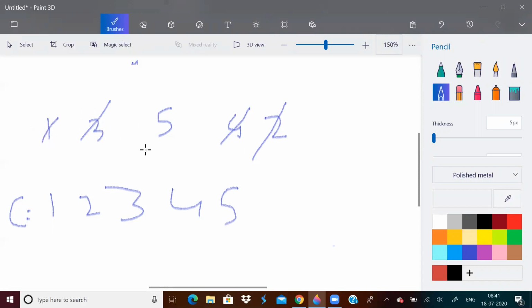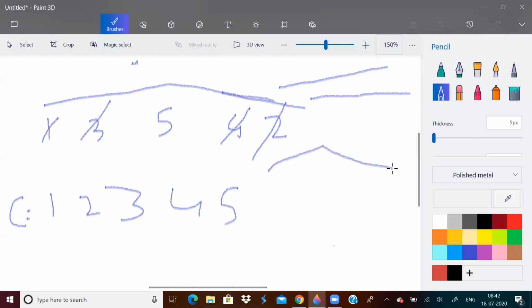You can get a good array only when the array has one peak like this, or all the elements are the same. So there are only two conditions. Sorry, there are three conditions: the array is strictly increasing, or it is constant, or it has only one peak.